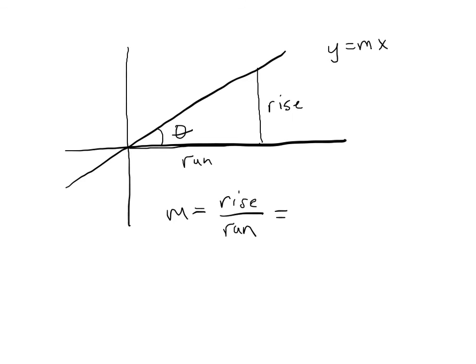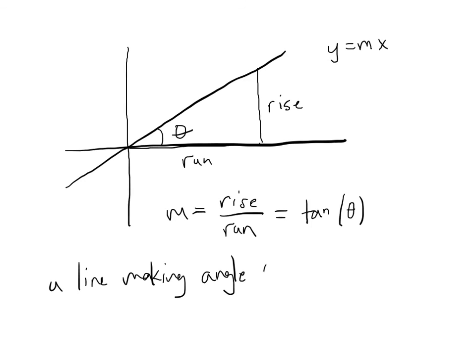Okay, what's tangent of theta? Well, what's opposite to theta? Rise. Over run. And run is adjacent. Okay, so another way to think about tangent of theta is if a line making angle theta has slope tangent theta. It's just another way to think about it.